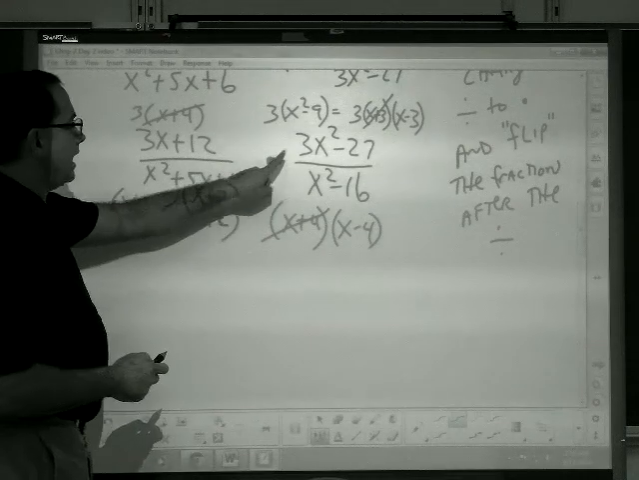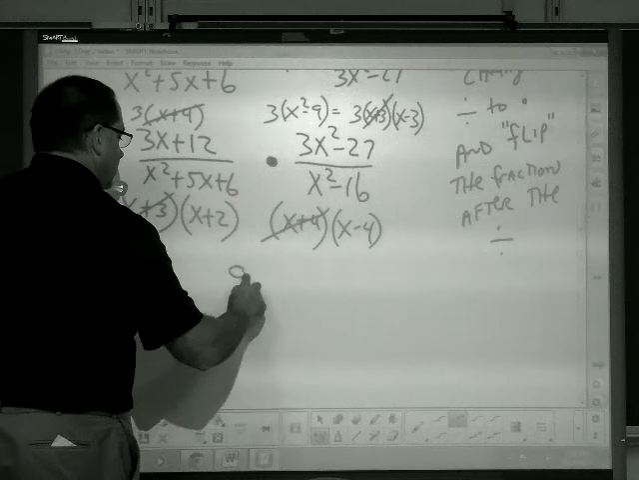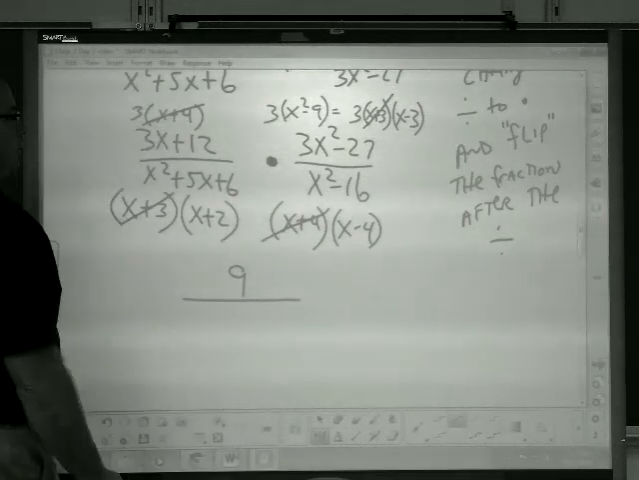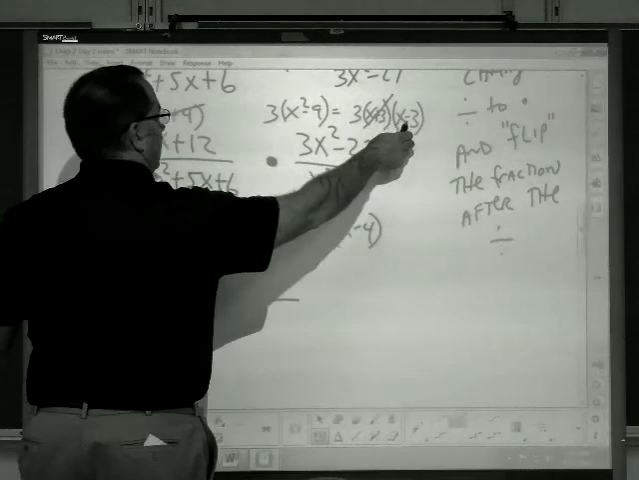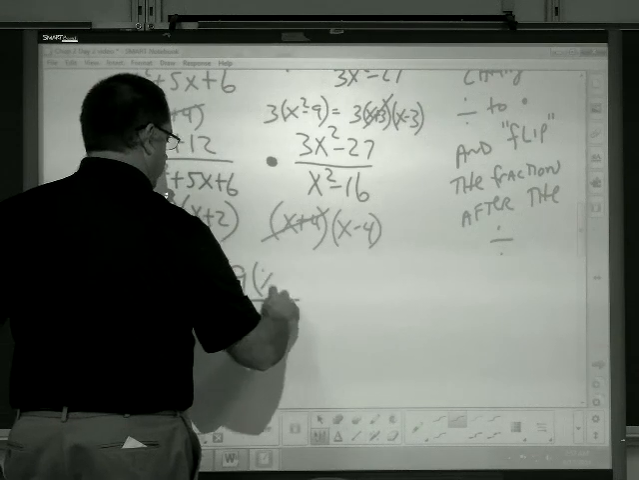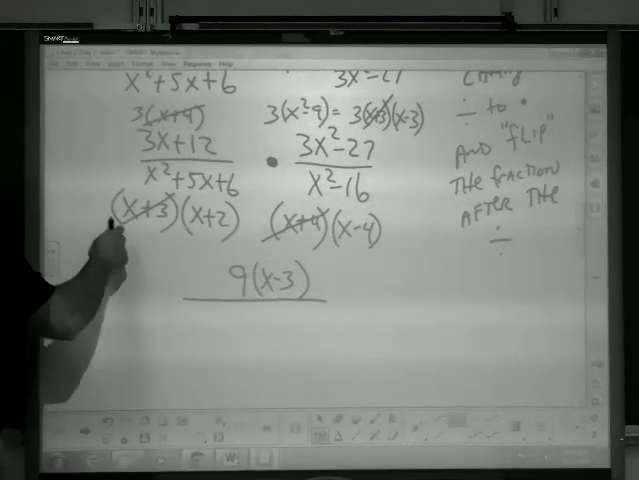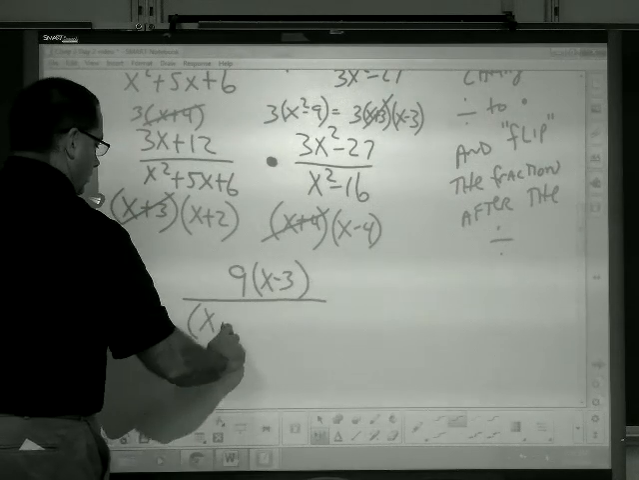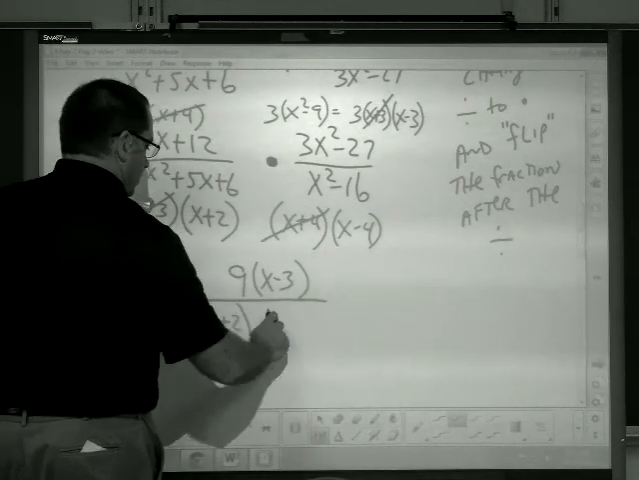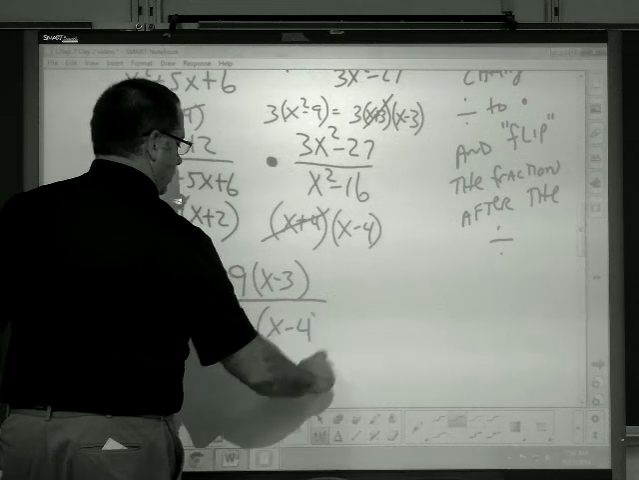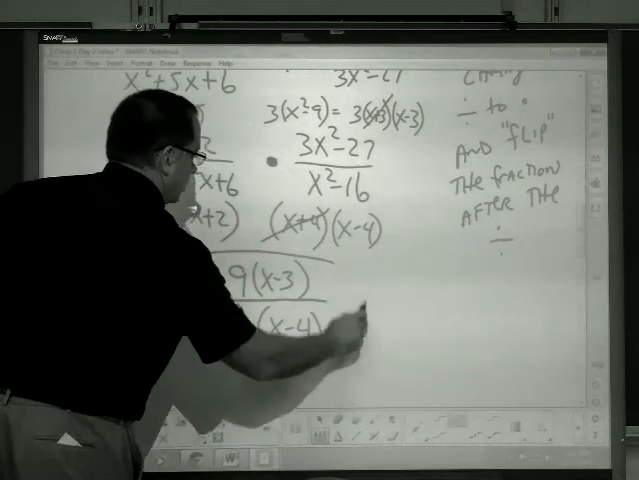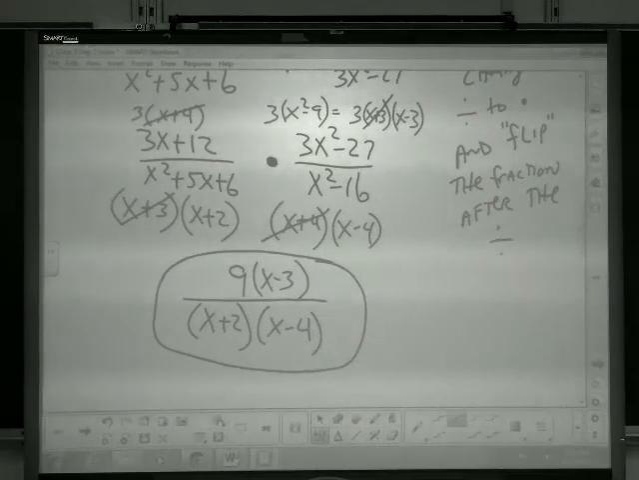So what do I have left? I have a 3 times a 3, so that gives me a 9 on the top. I have an x minus 3 on the top. On the bottom, I have an x plus 2 and an x minus 4. And that's my answer.